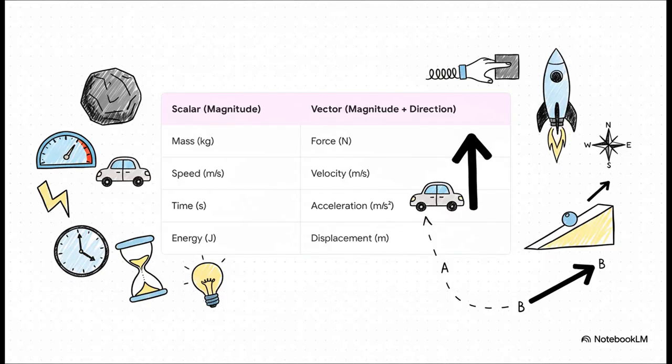And you would be amazed how many things we talk about every day fall into one of these two camps. Over on the scalar side, you've got things like mass, time, and energy. But on the vector side, you've got force, right? You can't just push something. You have to push it in a direction. And then there's velocity. That's the huge difference between your car's speed being 60 miles per hour and its velocity being 60 miles per hour heading north.